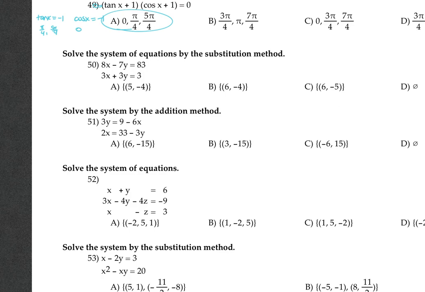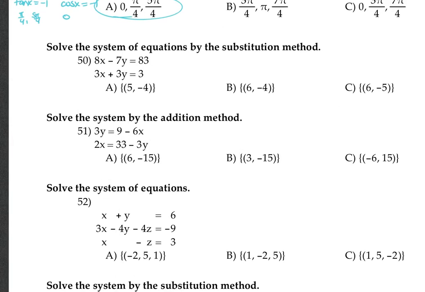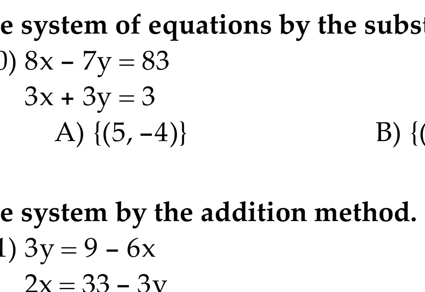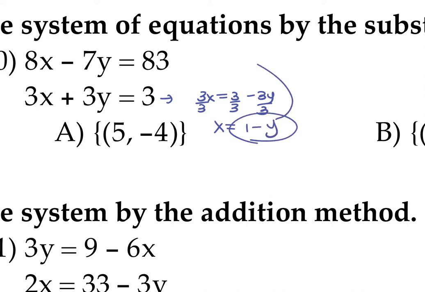All right, systems of equations using substitution. I would look to see if there's an easy way to isolate one of the variables on the bottom here. I can make 3x equal 3 minus 3y and then divide everything by 3, and I get x equals 1 minus y. Take that, plug it into the first equation.